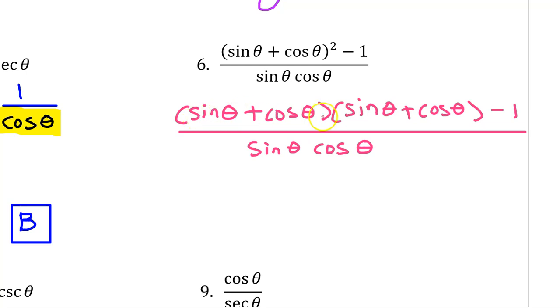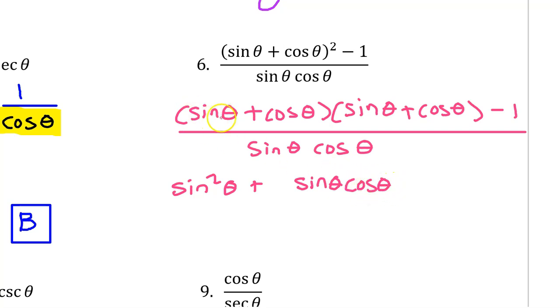You have to FOIL this, or you can think of it as doing the distributive property twice. So let's see. Here we go. Sine theta times sine theta is sine squared theta. And then sine theta times cosine theta is sine theta cosine theta. I'm leaving extra space here, and I'll show you why in a second. But for now, we have sine theta cosine theta.